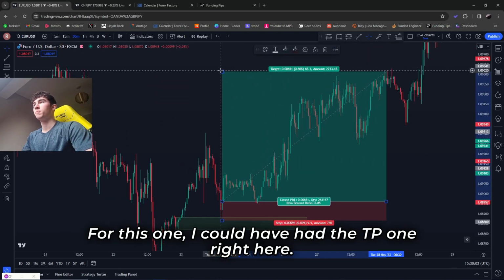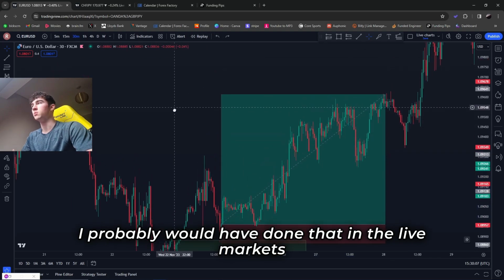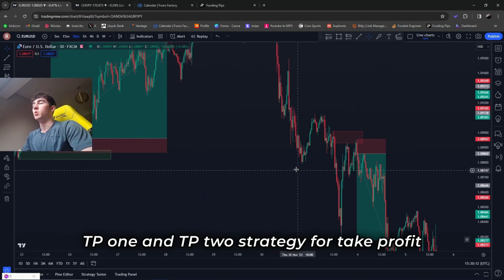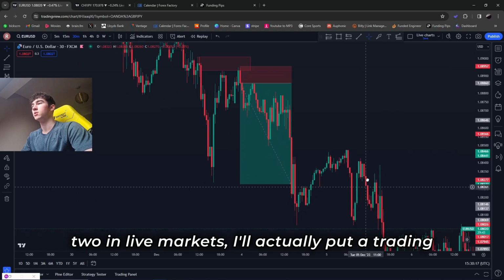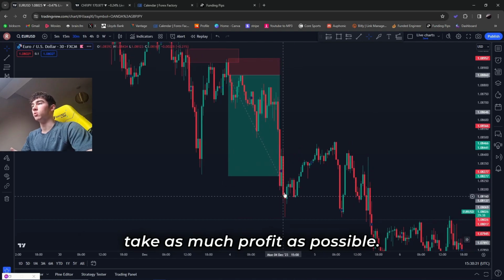For this one, I could have had the TP1 right here. I probably would have done that in the live markets with TP2 up at the highs at the top. So it's a very simple TP1 and TP2 strategy. For take profit 2 in live markets, I'll actually put a trailing stop when it gets triggered, just to try and take as much profit as possible.